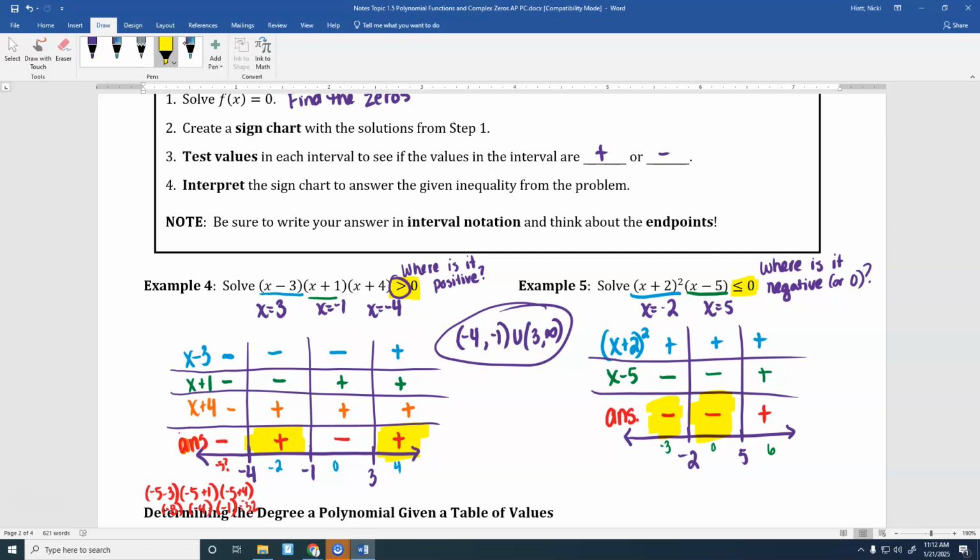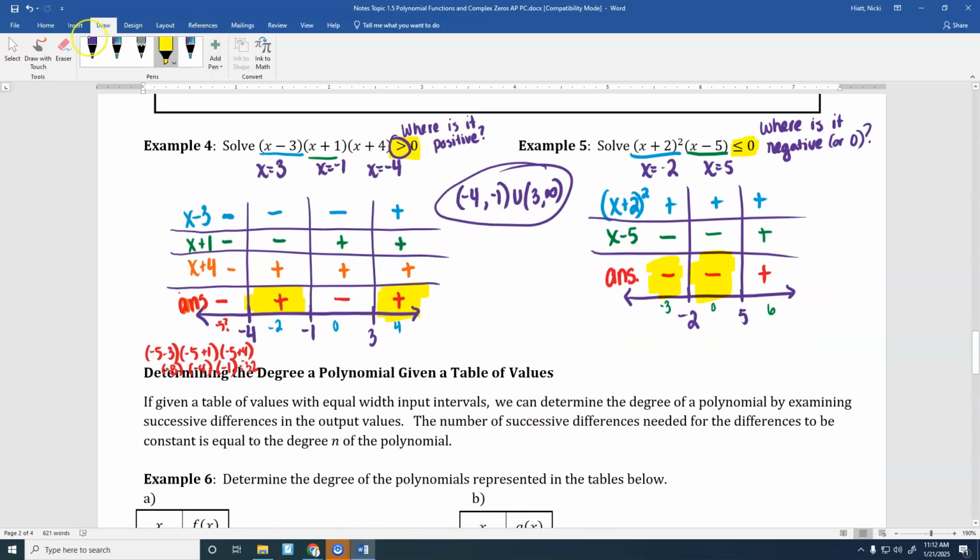But we do have an or equal to sign. It can also equal 0, right? So you might be tempted to give the answer as this: negative infinity to -2, and you would use a bracket because it has an or equal to sign with the question. And then you would say from -2 to 5, like this. Technically, that is correct, I think.